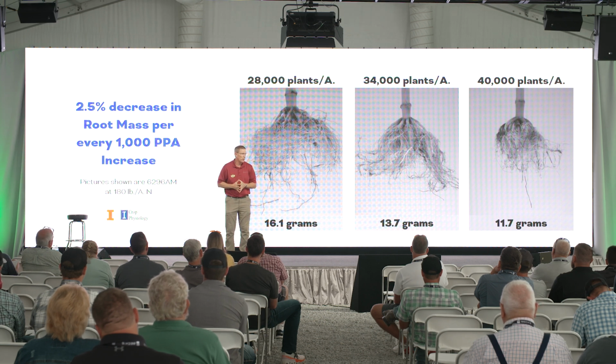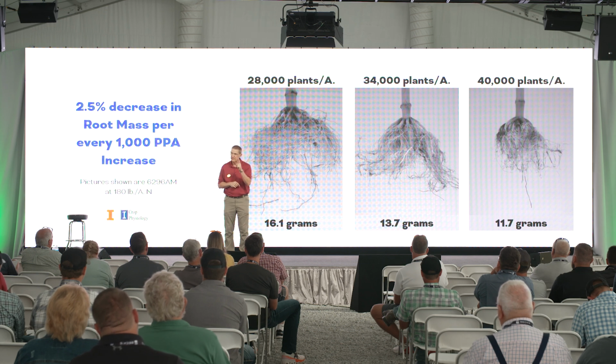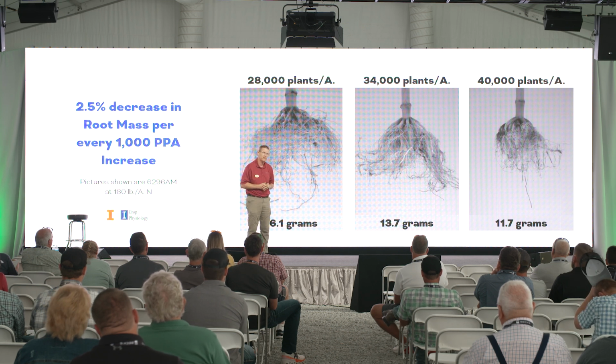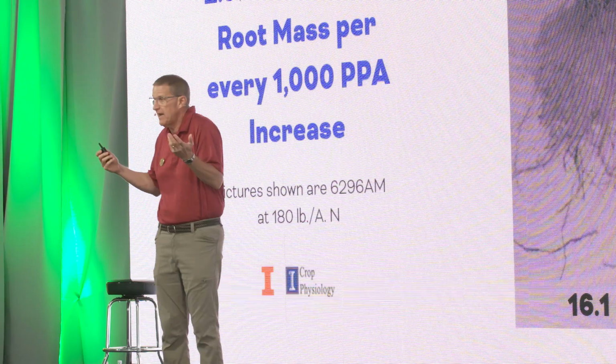Let me ask you a question. What have we been doing to planting populations the last 20 years? On average, about 400 plants per acre. So if you do the math, over the last 20 years, we've decreased our individual plant root size about 1% per year, about 20% overall. Would that have an impact on how those plants access nutrients? Maybe, especially P and K that don't move.